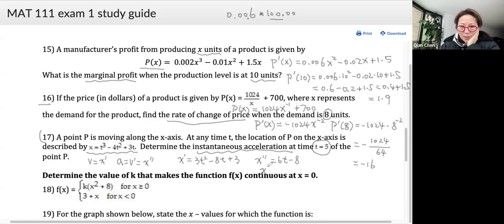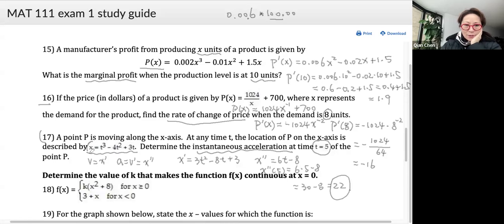So we just have to plug in 5. 6 times 5 minus 8. So 30 minus 8, which is 22. So the acceleration at time 5 is 22. We don't know the units. That's okay. And that's it.